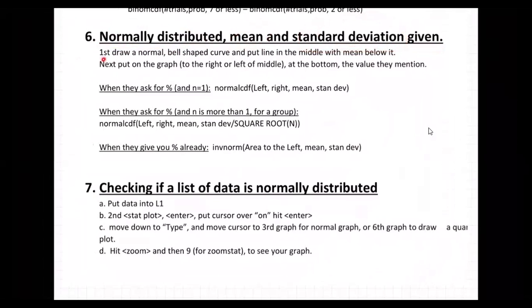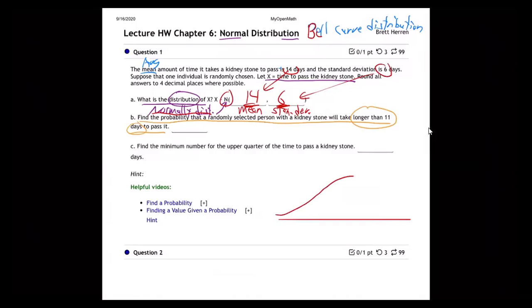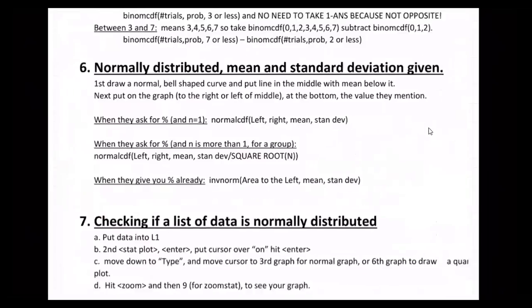Okay, so first, draw a normal bell-shaped curve and put the line in the middle with the mean below it. That's what I did, right? I drew this bell curve right here. In fact, I could probably draw a better one when I get more room. Let me come on down and draw a better one. Draw a bell curve like that and put right in the middle the 14, because that's the mean, right? The mean or the average is 14. So that goes right in the middle. Okay. So first do that.